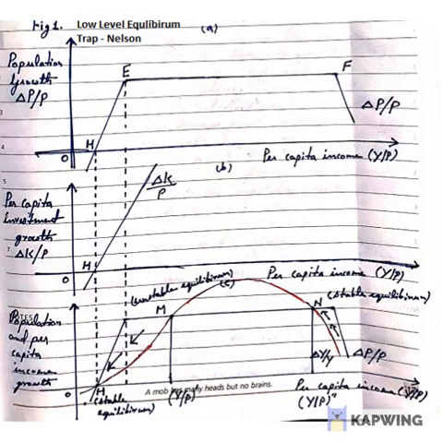The low level equilibrium trap and the above mentioned argument can be understood or examined with the help of the following diagram. Figure 1 is divided into three panels, namely A, B and C. In all the panels, per capita income is taken on the x-axis. Panel A of figure 1 examines the relationship between growth of population on the y-axis and per capita income on the x-axis. In the figure, H is the minimum specific level of per capita income, where the level of per capita income is equal to the growth of population.